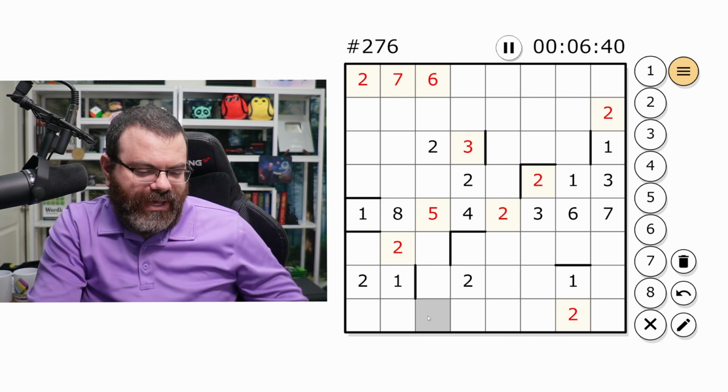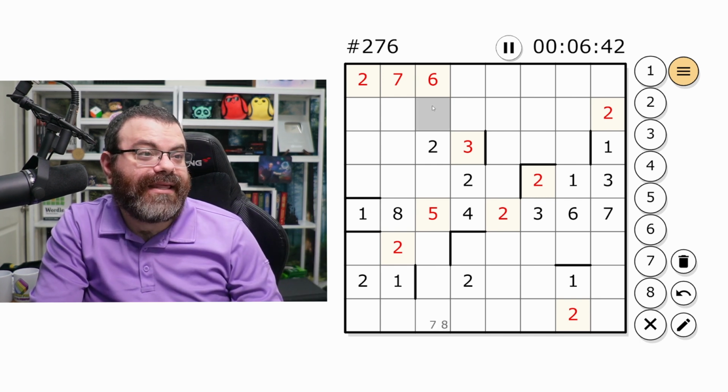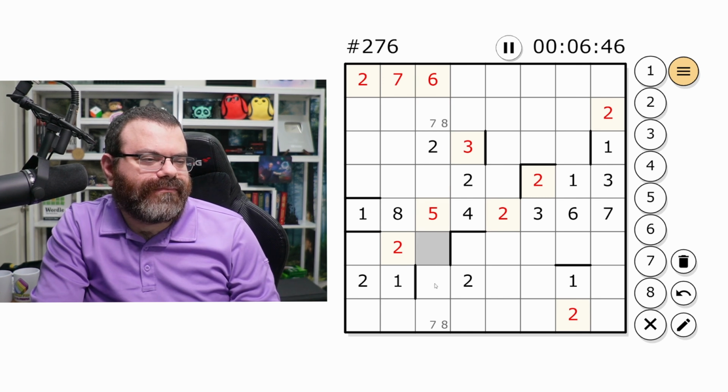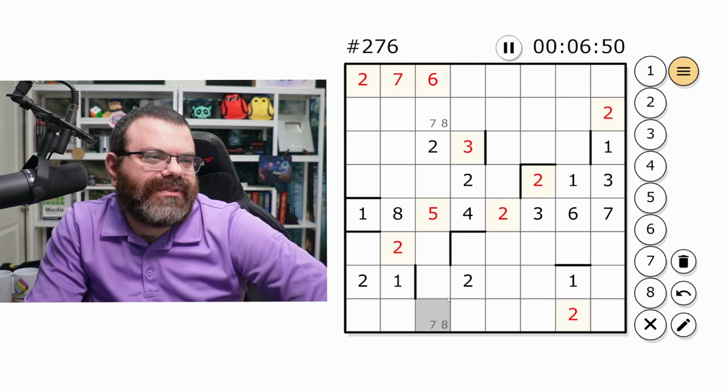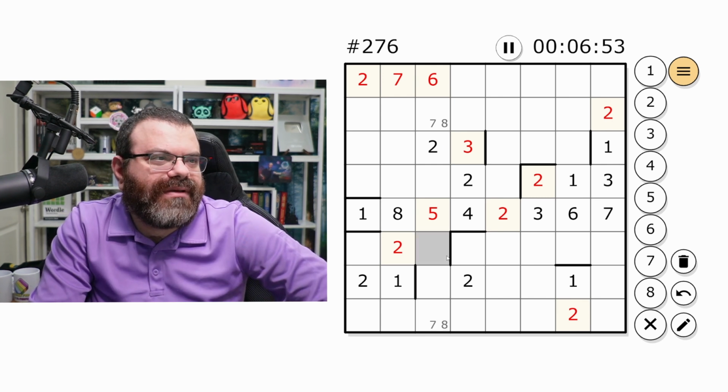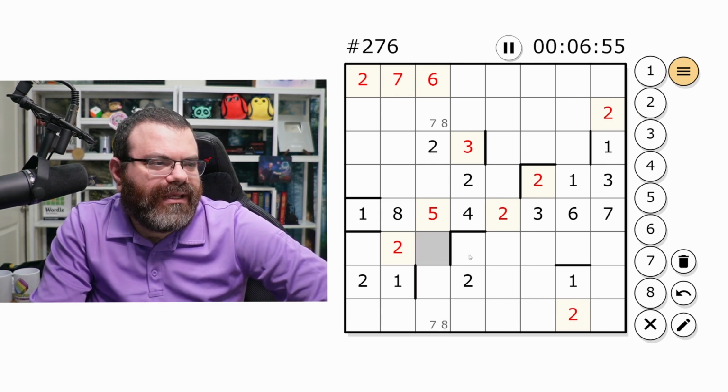Unfortunately, I can't do anything right away. But it is worth penciling, I think, when you find something like that. At least the 7, 8 ending up in those 2 cells. Could always come back and rescan, but all right. Any other? Let's look at this column here.